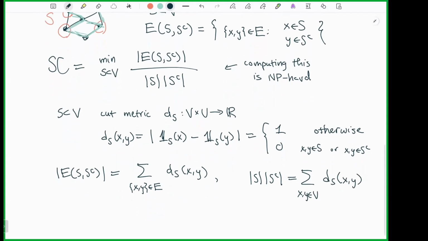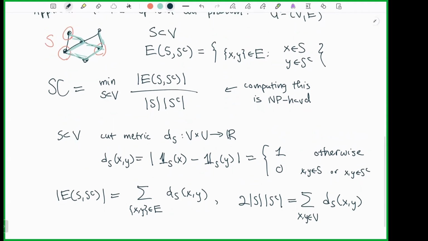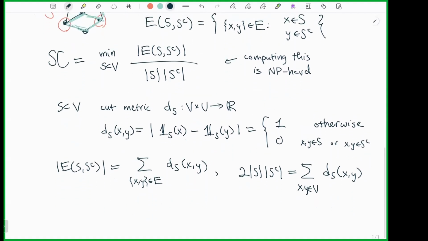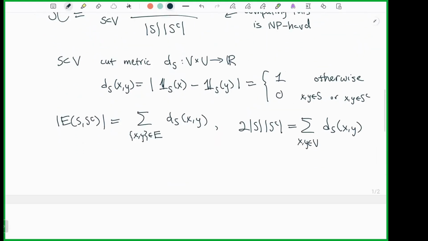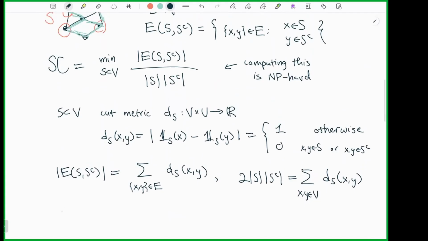Because you just pick one up every time you have x in S and y in S complement. I guess here x and y are ordered, so you need a factor of 2, but that's okay. So the Sparsest Cut problem can be viewed as the following.